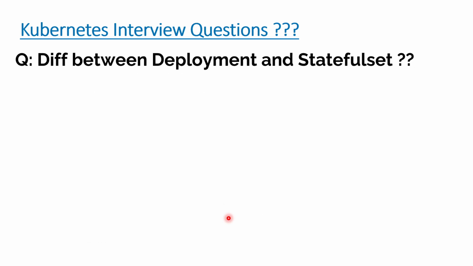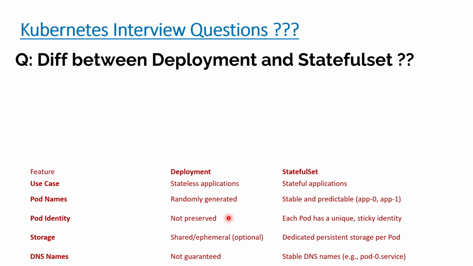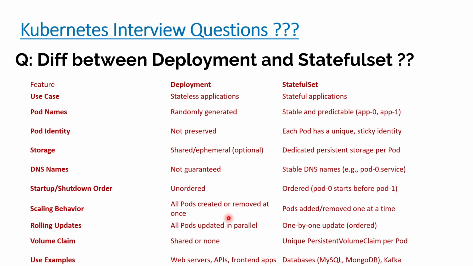Next question. Popular question: difference between deployment and stateful set. So the difference is really straightforward. Deployment is for stateless applications, stateful set is for stateful applications. Deployment has randomly generated pod names; stateful set has properly serially generated pod identity, preserved. It has a unique sticky identity, meaning the request will be served by that particular pod. Storage is optional in deployment, but stateful set needs dedicated persistent storage per pod. DNS names are not guaranteed in deployment, but stateful set has stable DNS names. Startup and shutdown order: no order in deployment, but stateful set has order 0, 1, 2.